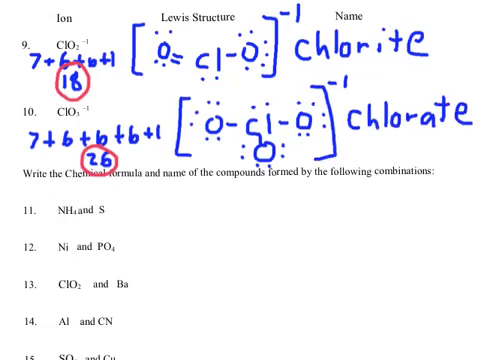Now, in all fairness, I do need to point out that chlorine doesn't really follow the octet rule in this particular example. This is how I would expect you to follow the rules that we've been learning, but it turns out that chlorate is an example of an exception to the octet rule. But don't tell anyone, we're just going to go with it the way it is.